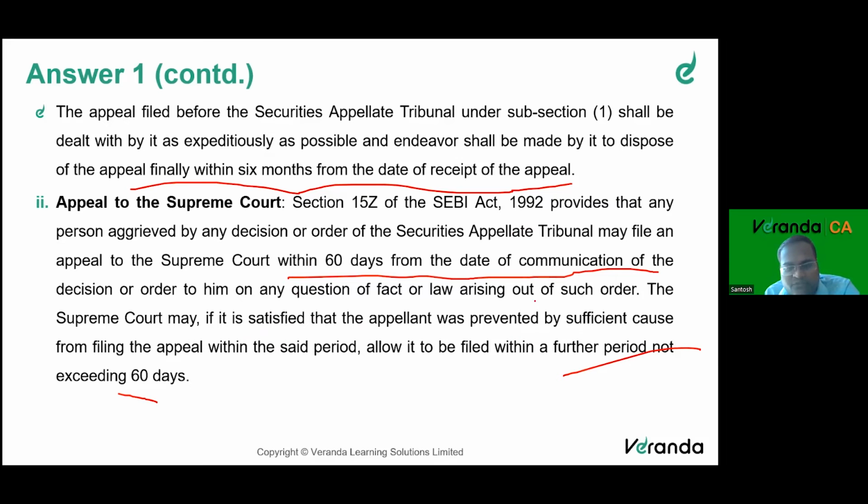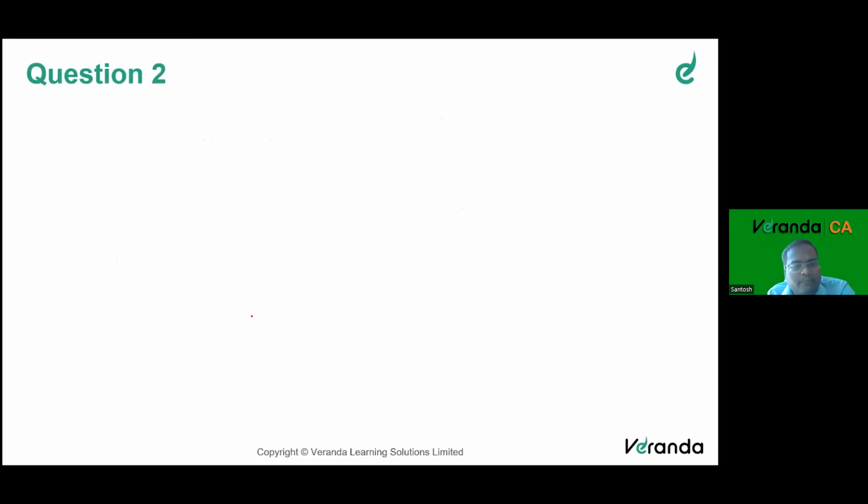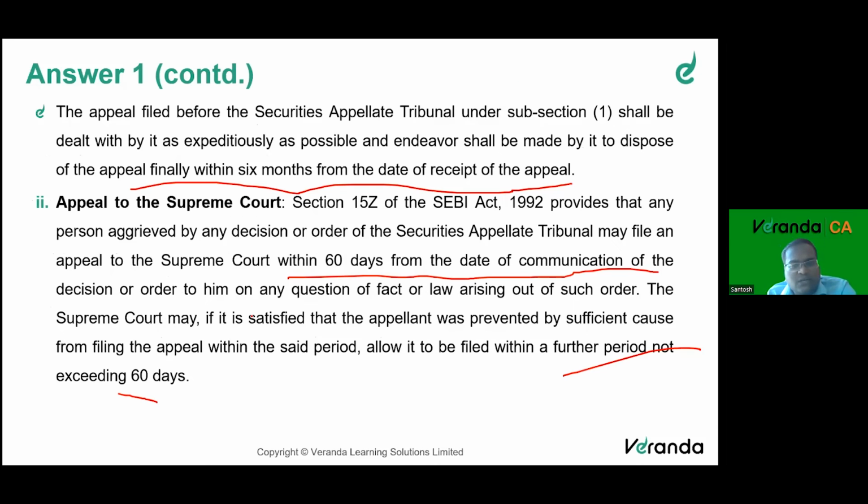So 60 days from the date of communicating or receiving the order, the Supreme Court may be satisfied that the appellant was prevented by sufficient cause from filing the appeal within the said period, and allow it to be filed within a further period not exceeding 60 days. So 60 plus 60, overall 120 days is what the Supreme Court will allow for hearing. So these are the two remedies available.